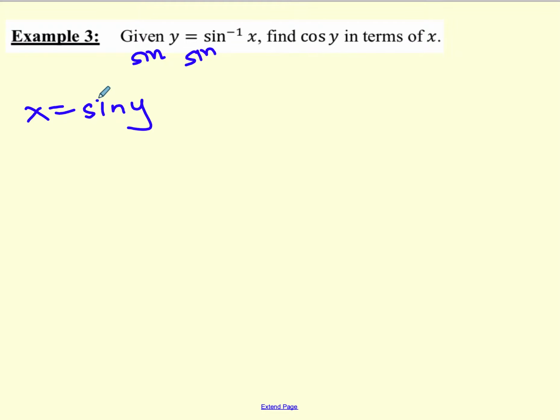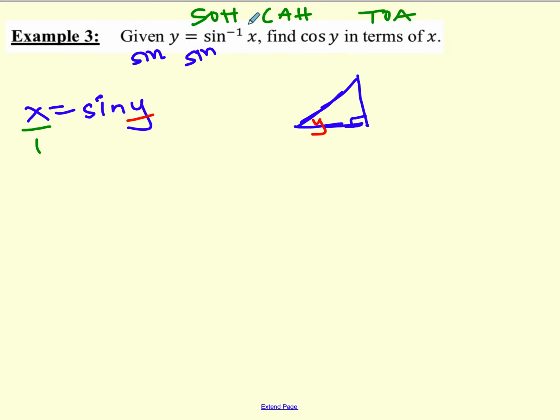This is asking me to find cosine of y in terms of x's. So what I'm going to do is, sine, cosine, tangent, they are based off of right triangles. So I'm going to draw myself a right triangle. This is angle y, so I'm going to label this angle y here. Now sine, if you remember SOHCAHTOA, sine is opposite over hypotenuse. So x is my opposite and 1 is my hypotenuse. So I would have x over 1.